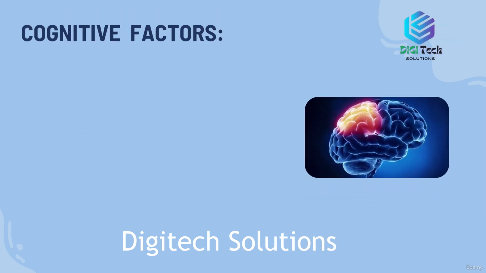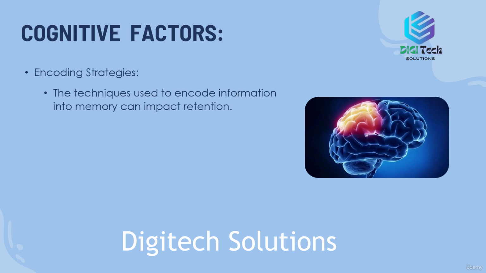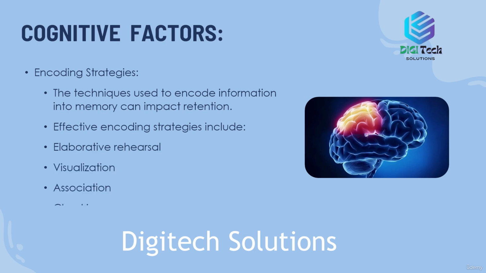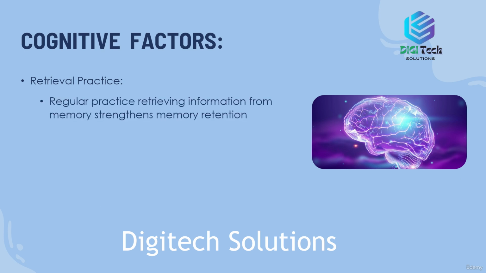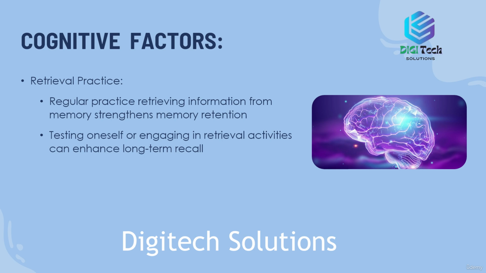Cognitive factors influence memory retention in various ways. These include 1. Encoding strategies. The techniques used to encode information into memory can impact retention. Effective encoding strategies include elaborative rehearsal, visualization, association, and chunking. 2. Retrieval practice. Regularly retrieving information from memory strengthens memory retention. Testing oneself or engaging in retrieval activities can enhance long-term recall.